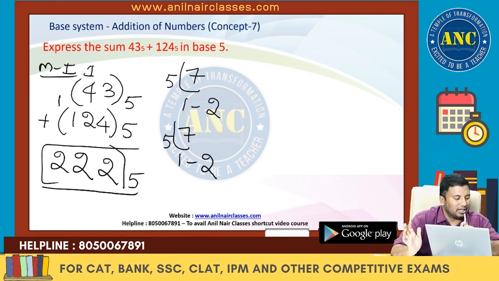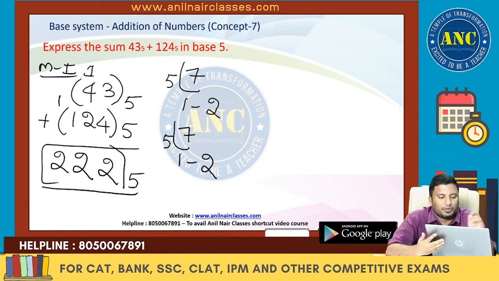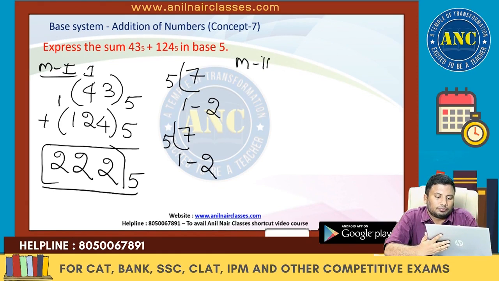Again I am explaining, listen carefully. 3 plus 4 is 7. 7 in base system 5 is 12. So 2 is written, 1 carried. 4 plus 2, 6. 6 plus 1, 7. 7 in base system 5 is again 12. 2 is written, 1 carried. 1 plus 1 is 2. Answer is 222.